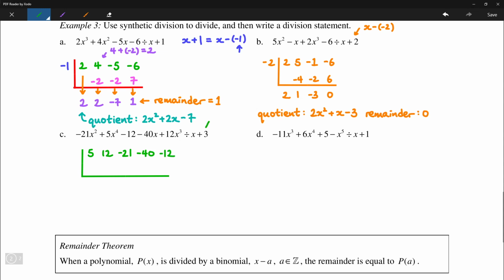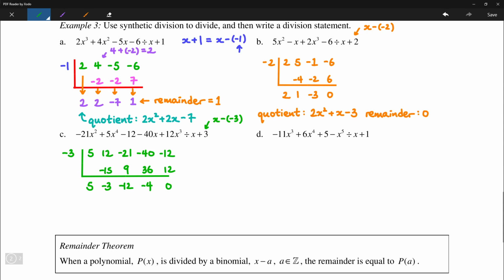And again, just like before, x plus 3 is the same thing as x minus negative 3, so the number on the left is negative 3. So we have 5, then negative 15 here, add together gives negative 10. That means here we have positive 9, add together gives us negative 12. Negative 12 times negative 3 is positive 36. Negative 40 plus 36 is negative 4. And then multiply gives us 12. And of course, that means the remainder is 0.